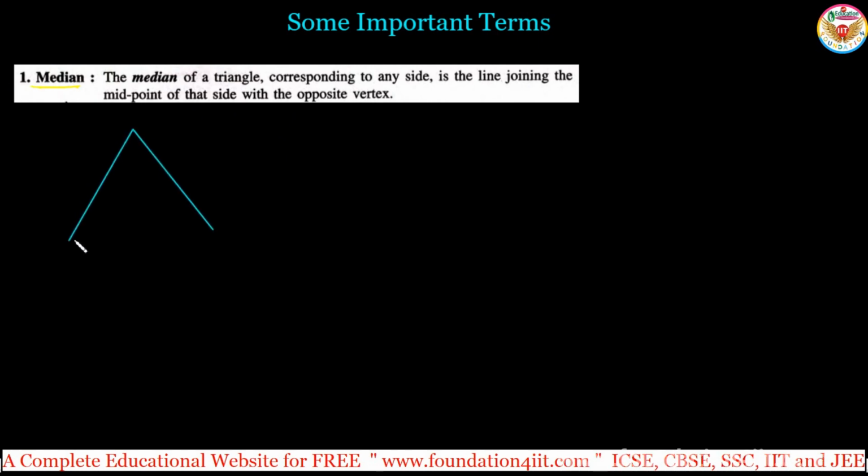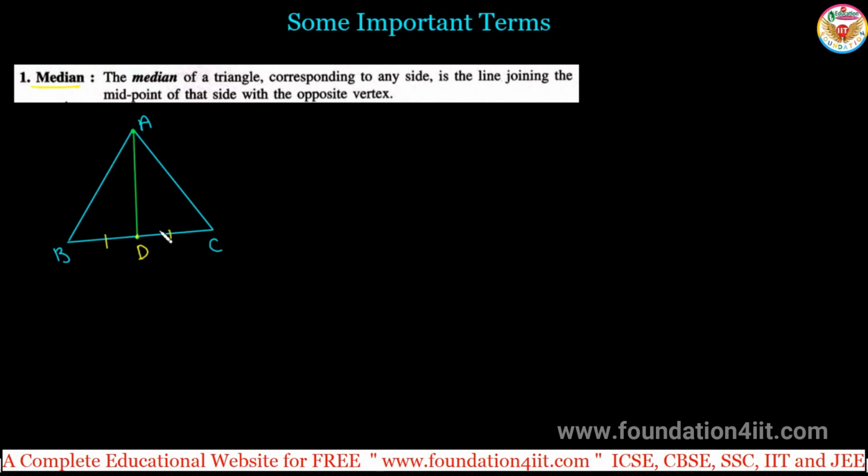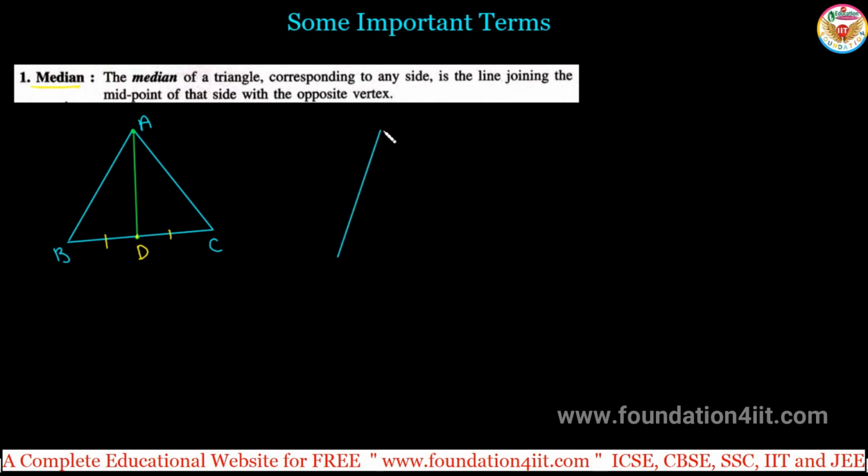Now in this triangle, three sides ABC. The median of a triangle is the line joining the midpoint of a side with the opposite vertex. So from vertex A, we join a line to the midpoint of the opposite side. So BC midpoint, let's take BC midpoint as D. So these two are equal. D is the midpoint of BC. If you join the line from the vertex to the midpoint of the opposite side, this is called the median. So now AD is the median in this, right? Again, we can make three medians in total. From vertex A, we have done one, right?